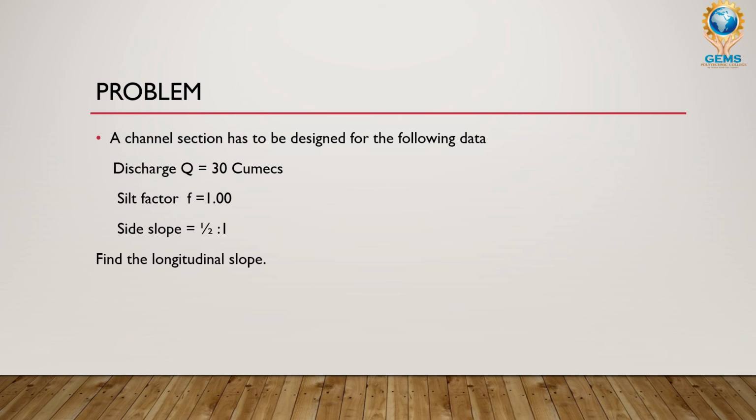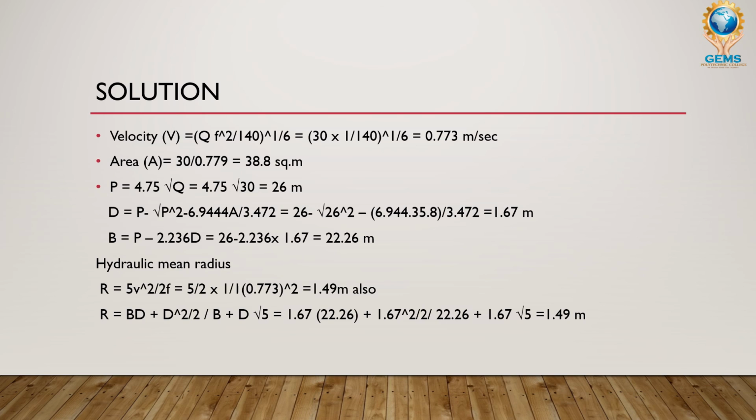The design problem here says that discharge Q is equal to 30 cumecs. Silt factor F is equal to 1.0. Side slope is half is to 1. That is our design value. And they have mentioned to find the longitudinal slope. We have to find the longitudinal slope. Listen here carefully.